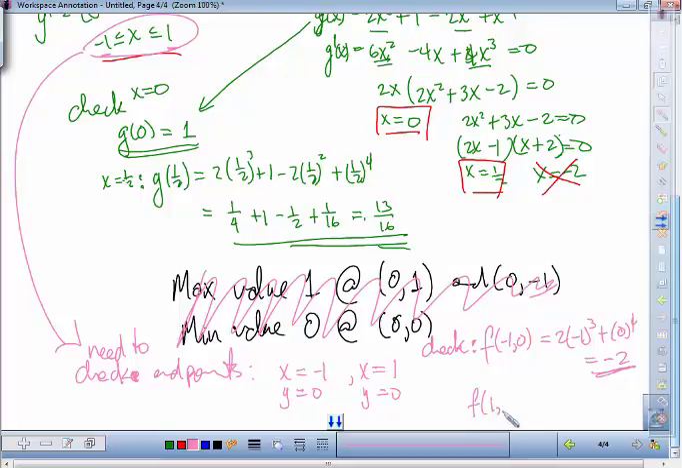F of (1, 0) is going to be 2 times 1 to the 3rd plus 0 to the 4th, and this is equal to 2. So this is our actual maximum.